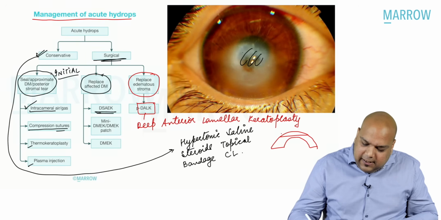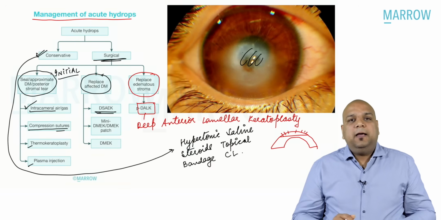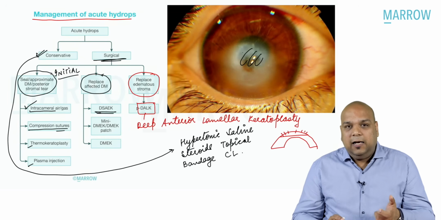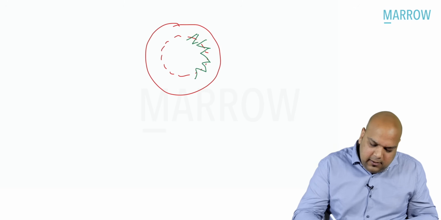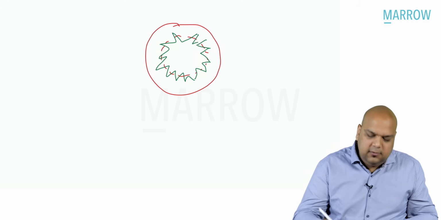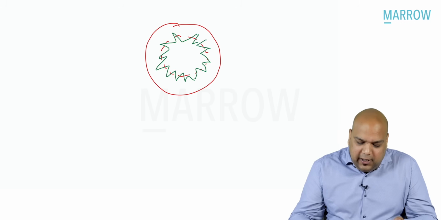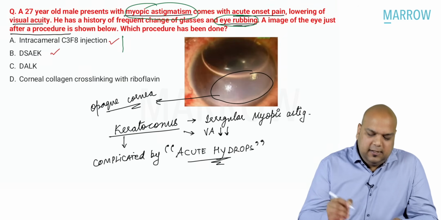If we are replacing the anterior layers, we have to apply sutures. So if it had been a photograph of DALK, you would have seen something like this. You would have seen a normal cornea, you would have seen a donor cornea, and then the donor cornea would have had interrupted sutures applied, right? So DALK does not involve any kind of air bubble visible in the photograph. Air bubble is for keeping something posteriorly tamponading. So an air bubble could have been visible in both the conditions, that is C3F8 and DSEK.